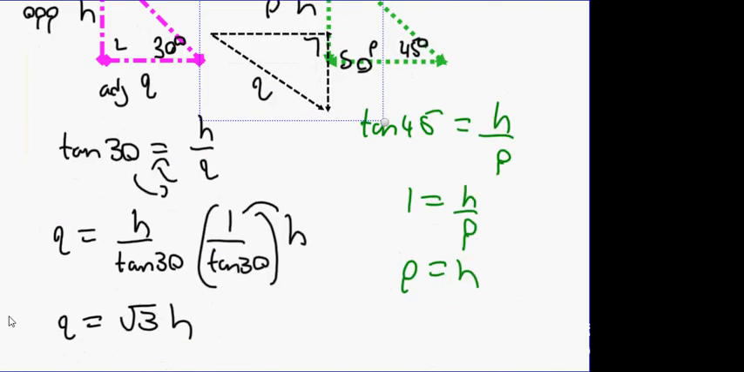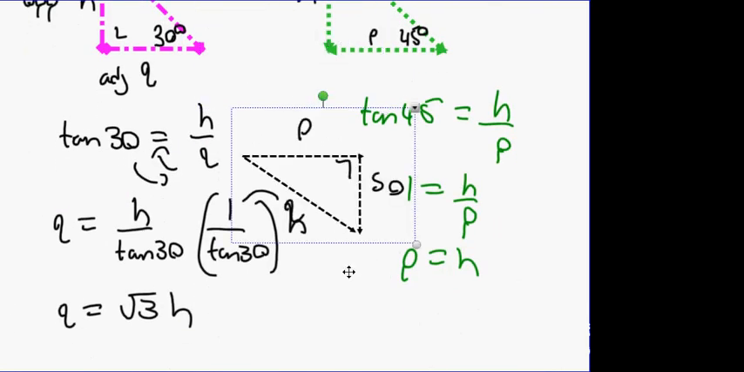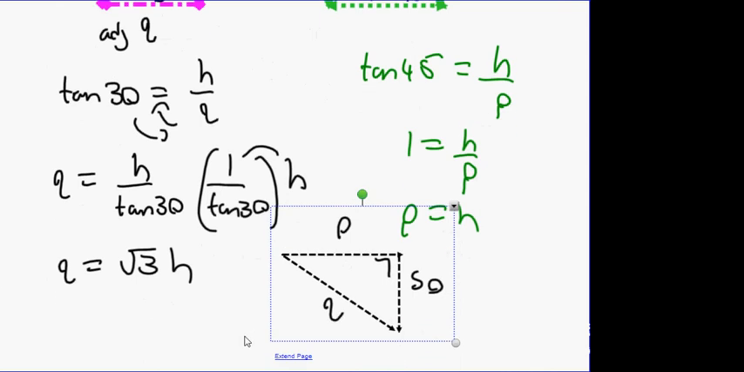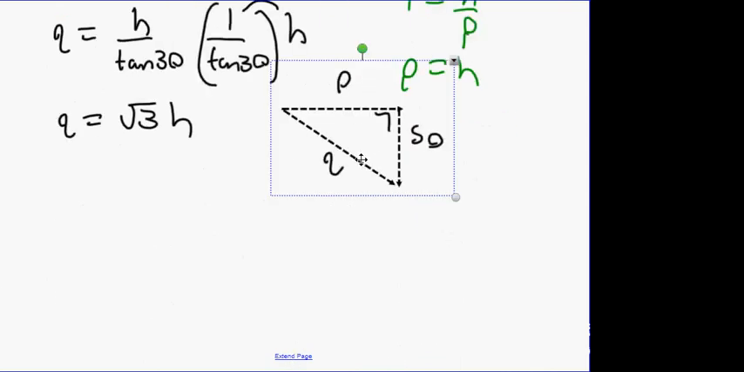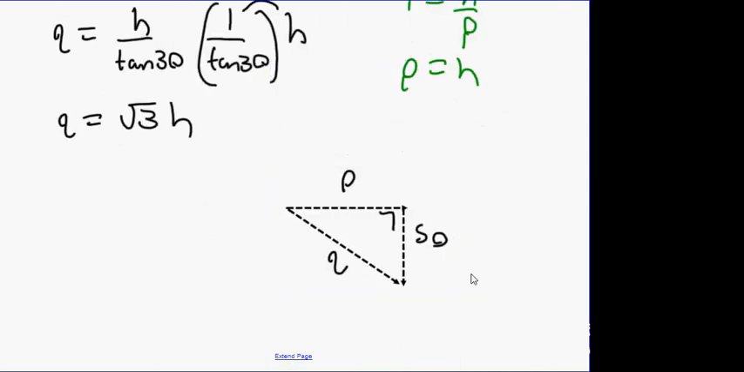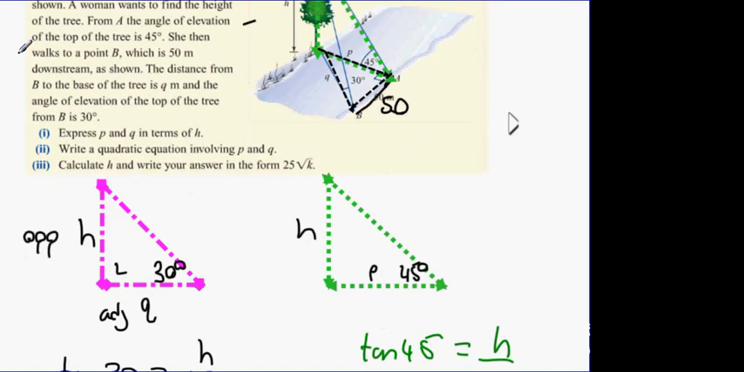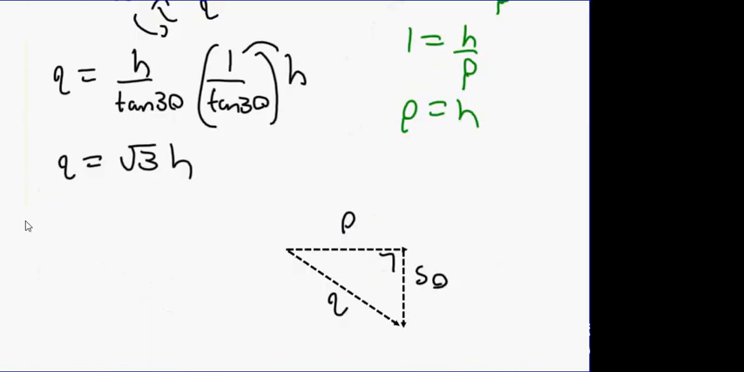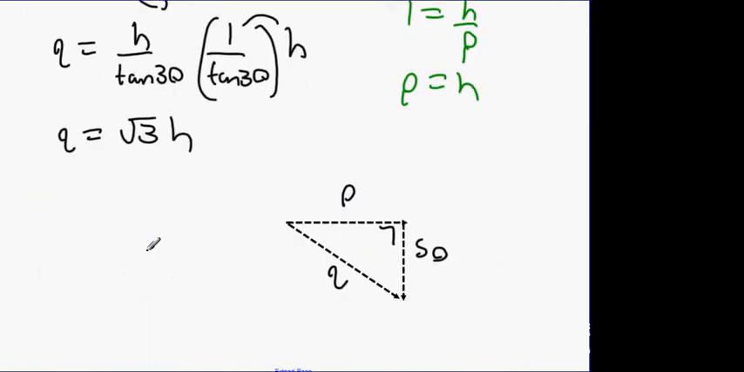Okay guys, moving down. So for question 2, we're asked for a quadratic equation in terms of P and Q. I suggest Pythagoras' theorem. Q squared equals P squared plus 50 squared. Q squared equals P squared plus 2,500.